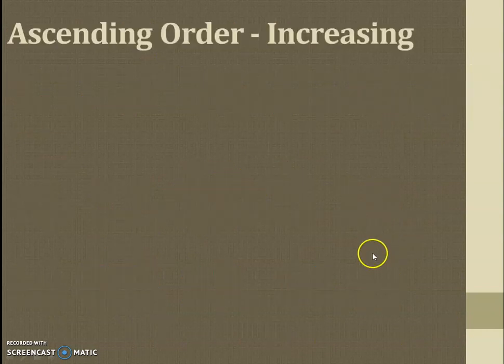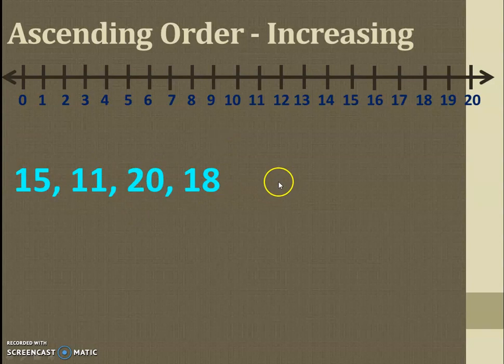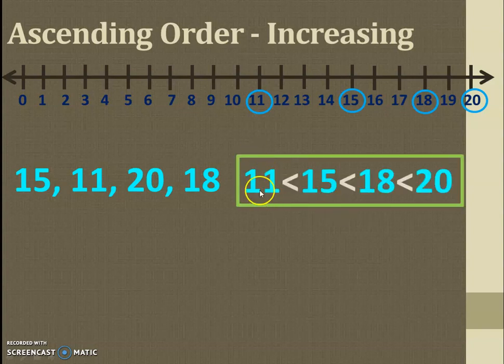Okay. Now this is ascending order. Ascending order is nothing but increasing. We are going to do as usual, but the only one small change is with 4 numbers. So far we have done with 3 numbers. Today it is with 4 numbers. So I am going to mark all these 4 numbers on the number line. 15, 11, 20, 18. Now arranging from left to right. Very easy. That is nothing but 11, 15, 18 and 20. Shall we check the answer? Yes. Correct. 11, 15, 18, 20.